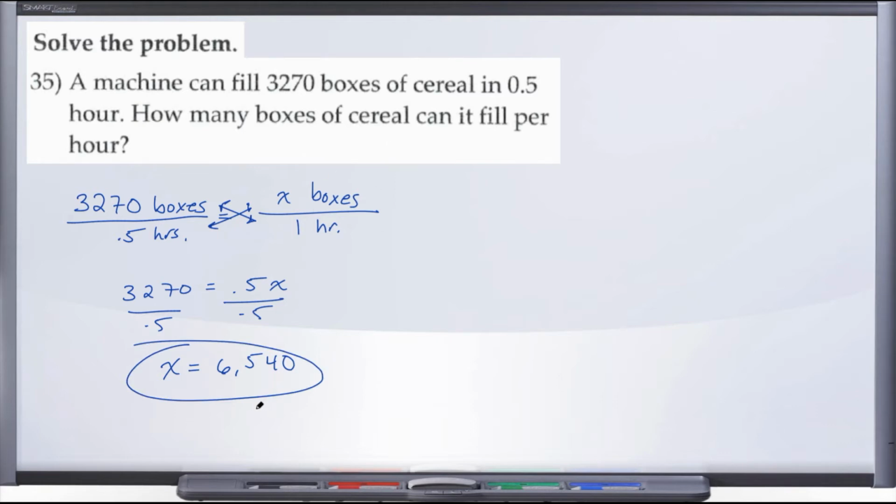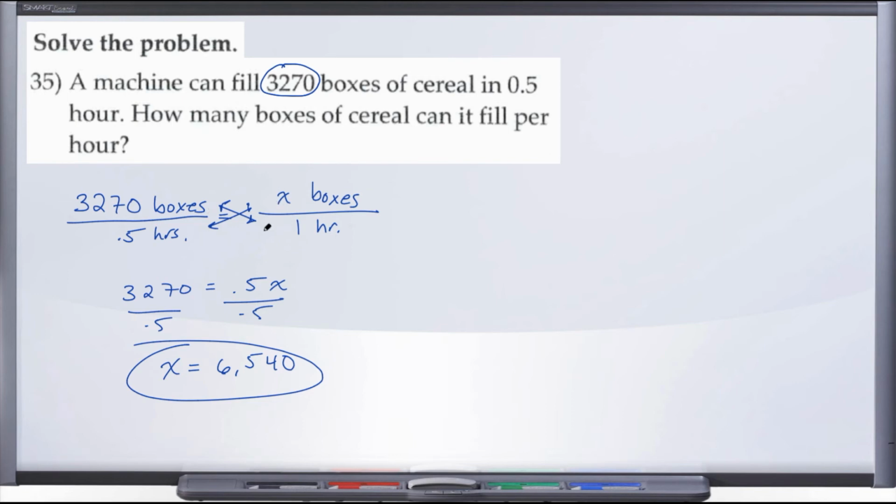You could, because remember, these are word problems, so these are real-world situations, and that means that you can use some common sense or your intuition. If we fill 3,270 boxes in half an hour, 30 minutes, well, if we want to know how many boxes we can fill in a full hour, just take how many you can fill in a half hour and double it, right? So 3270 times 2 will give you 6540. So you really don't have to go through all this work if you don't want to. You can go ahead and just use your knowledge of real-world situations and arrive at the same answer.